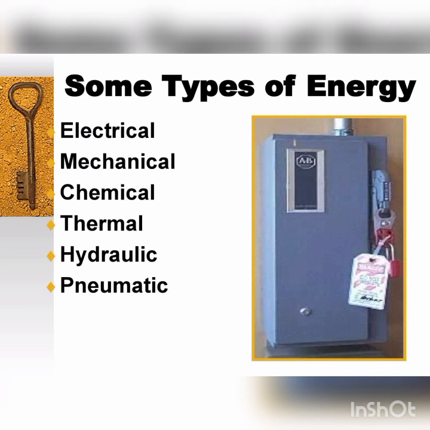Next we turn towards what types of energy this lockout tagout system controls. Electrical energy it will control, mechanical energy, chemical energy, thermal energy, hydraulic energy, pneumatic energy. All these types of energies, if you apply the lockout tagout system, it will result in a safer way of working maintenance jobs when these types of energies are involved.